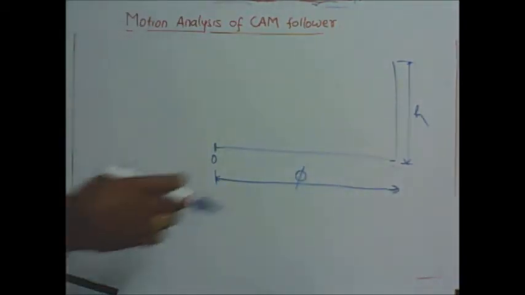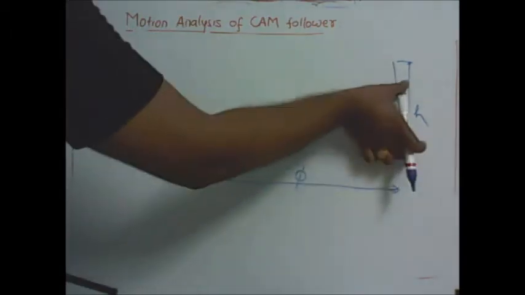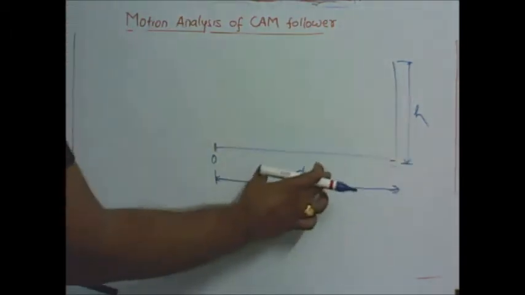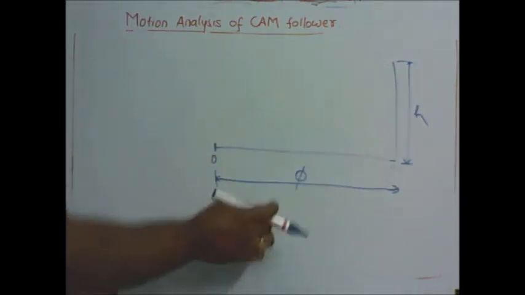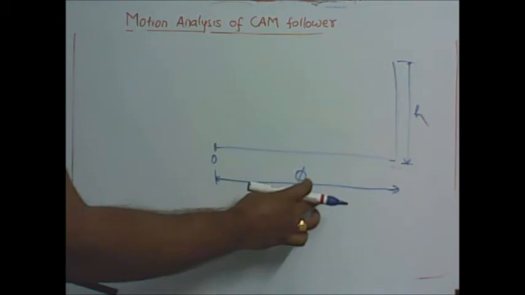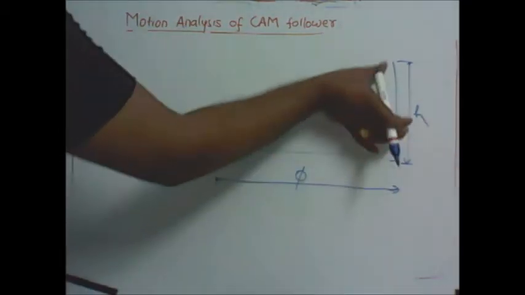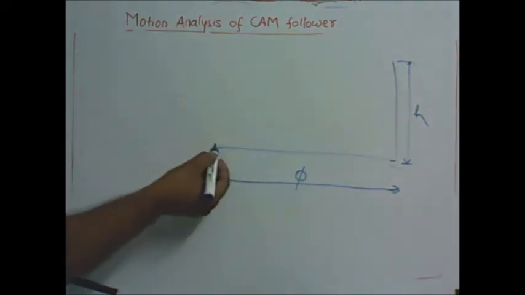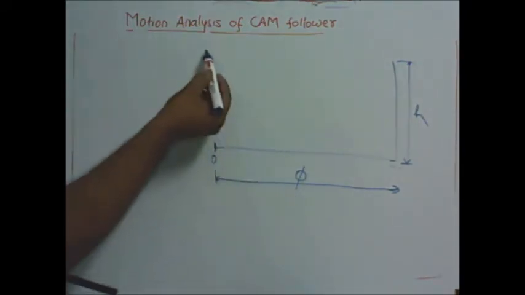Now we have to divide this. This is the phi plotted against h, the maximum displacement of the follower, and phi is the maximum cam angle, the angle through which the cam is rotated so that we get maximum follower displacement. Now equivalent to this we will draw at 0 degrees, the starting of the cam rise.